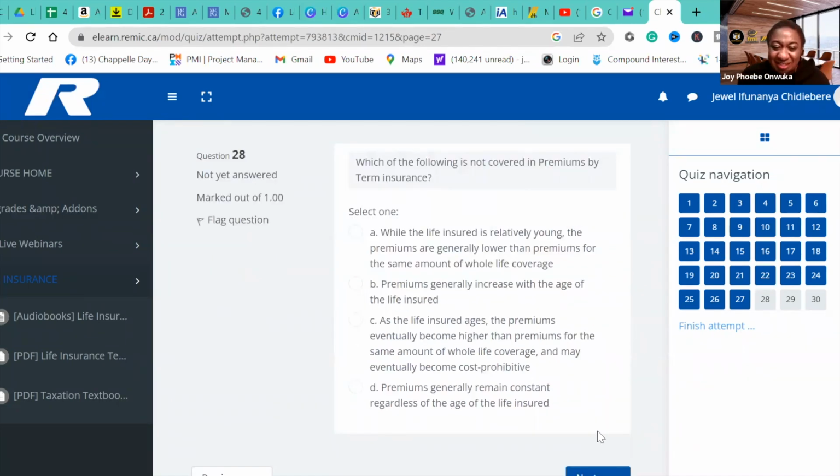All right, question 28. Which of the following is not covered in premiums by term insurance? A, while the life insured is relatively young, the premiums are generally lower than premiums for the same amount of whole life coverage. That is true. B, premiums generally increase with the age of the life insured. C, as the life insured ages, the premiums eventually become higher than premiums for the same amount of whole life coverage and may eventually become cost prohibitive. Yes, that's true. So now I still have my thumbs up for B because something is not.